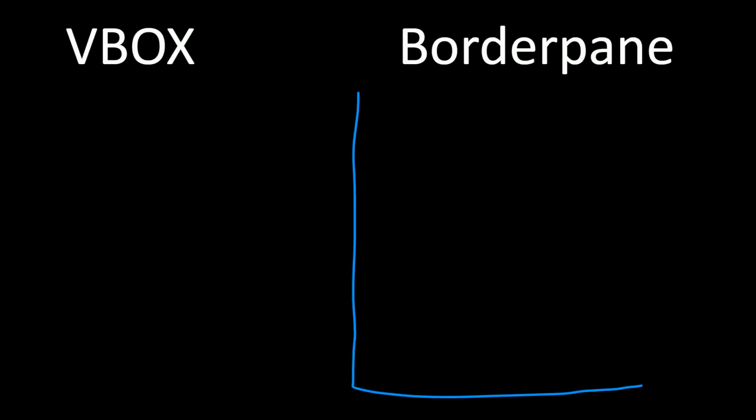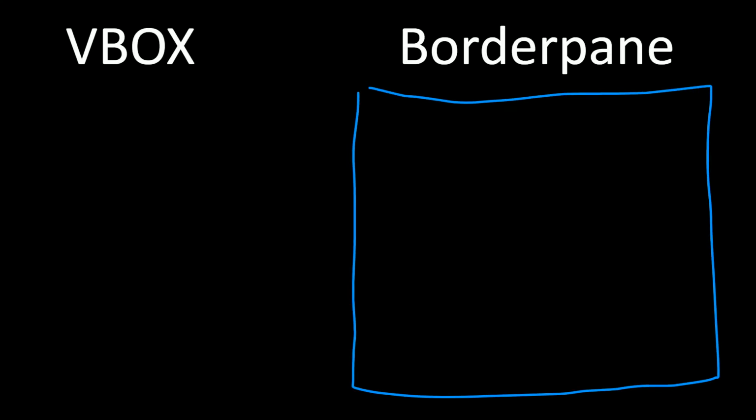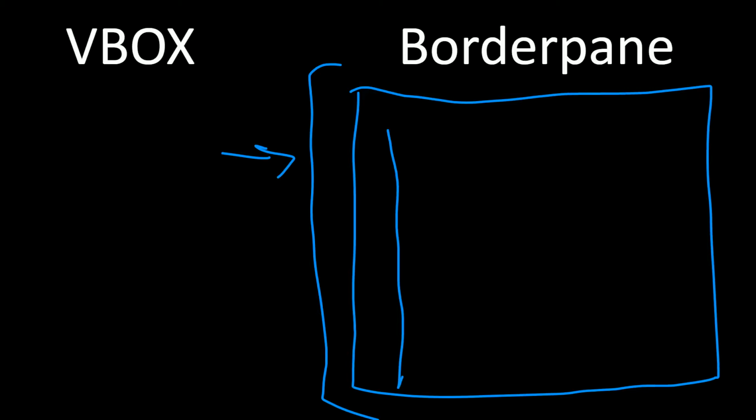So if you can imagine again, this is our stage and our scene. So if this is our scene, let's say this outer box is our scene. I'm not going to draw it all the way around, but inside our scene is this border pane. And this border pane has quadrants, really.